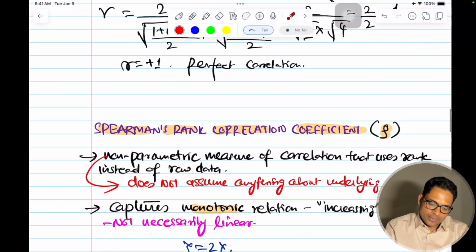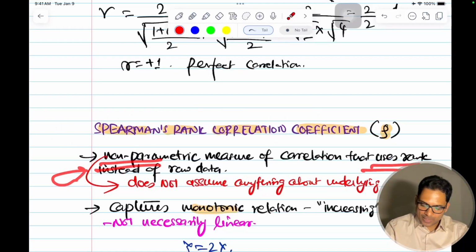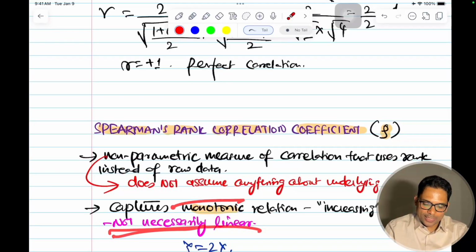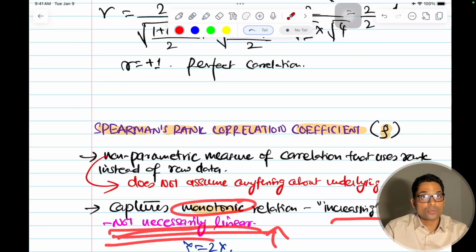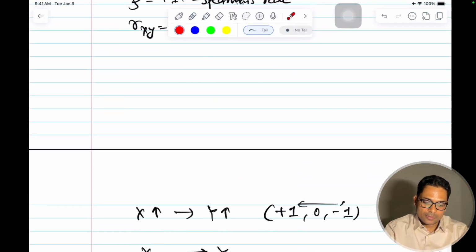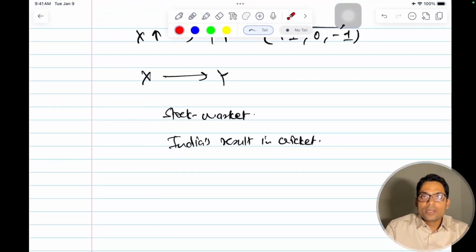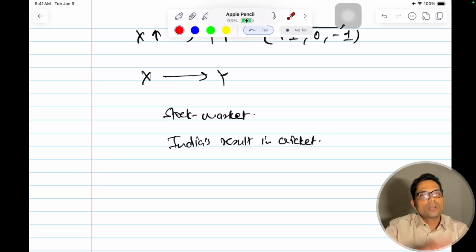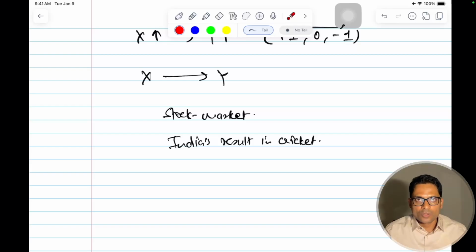Then we saw Spearman's rank correlation coefficient, which is non-parametric and uses the ranks of the data, and it captures monotonic relations, which may not be linear. We talked about monotonic at length. Then we discussed problems and the applications of correlation in model feature selection. Finally we saw the relation between correlation and causation, and how they are not the same. Correlation is just the relationship between two variables, while causation is cause and effect, one variable causing another. That's the difference. I hope that is clear.